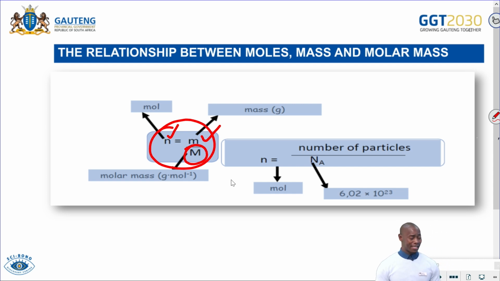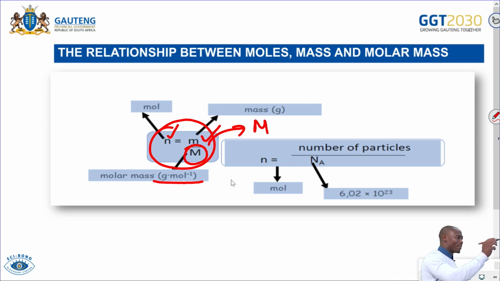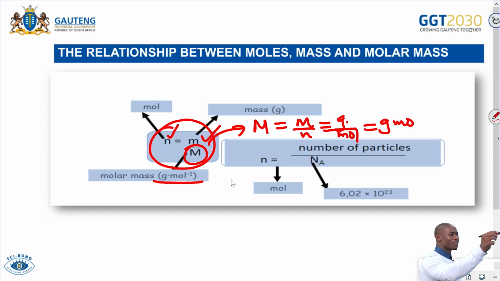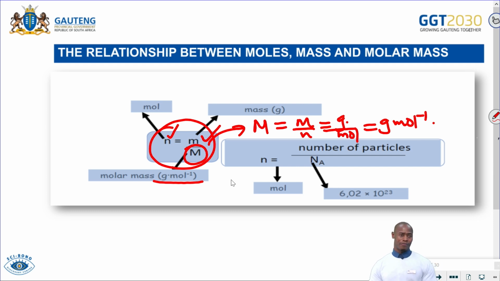We have talked about how we calculate the molar mass of a substance, and the SI unit for molar mass is grams per mole. So where is this grams per mole coming from? Remember n is in moles, and m is in grams. So if you make M, the molar mass, the subject of the formula, you will have mass over number of moles, where mass is in grams and the number of moles is in mole. Hence, you will have grams per mole. That is the SI unit for the molar mass.